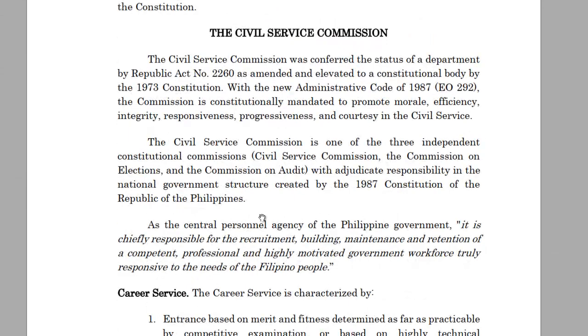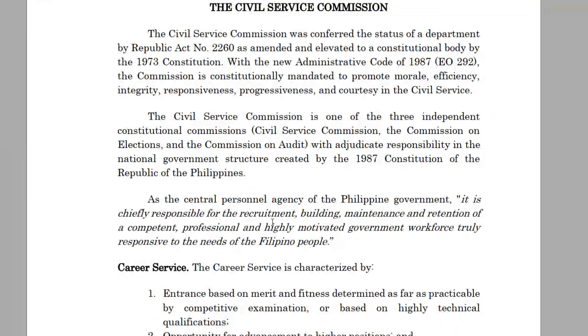So now let us move on to the Civil Service Commission. The Civil Service Commission is one of the 3 independent constitutional commissions, meaning to say the 1987 Philippine Constitution specifically stated that these commissions are free and independent, meaning the government does not control these 3 independent commissions. Dapat wala silang control dito because these commissions check the operations and practices of the government. They are free from control.